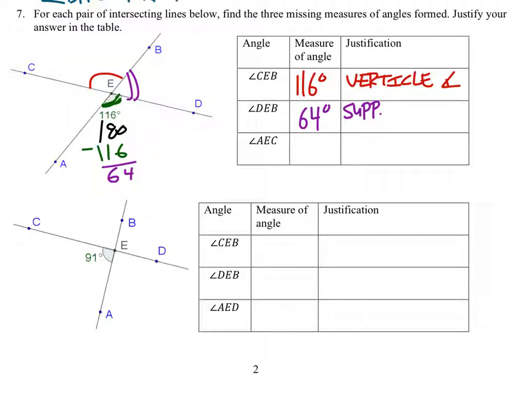Alright, well, what about angle AEC? That would be this one right here. Well, this one is congruent to angle BED or DEB because it is vertical. So this one's 64 degrees. And vertical angles are always congruent. So we know that they are the same.